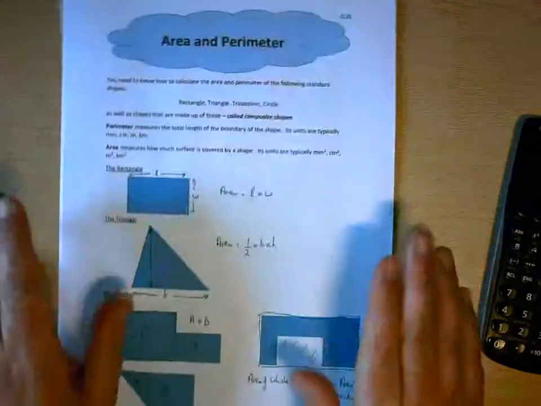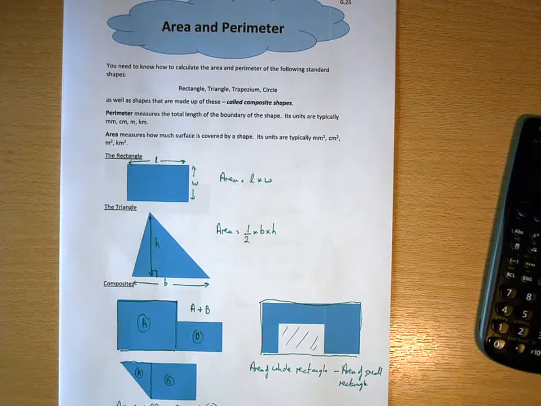Okay, so that's taken us through area, perimeter and volume up to sort of grade C, B level of difficulty.